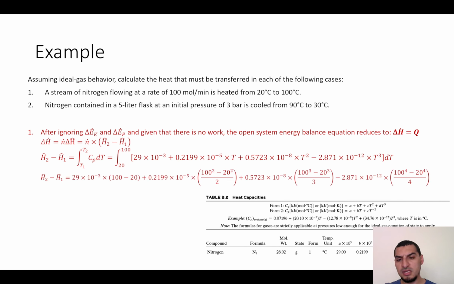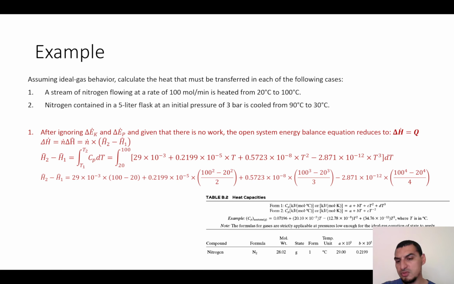So after the integration and substitution, this is going to be 100 minus 20. This is 100 to the power 2 minus 20 to the power 2. This is 100 to the power 3 minus 20 to the power 3, and so on. So it's very, very straightforward. It's kind of a long calculation, but it's not difficult.